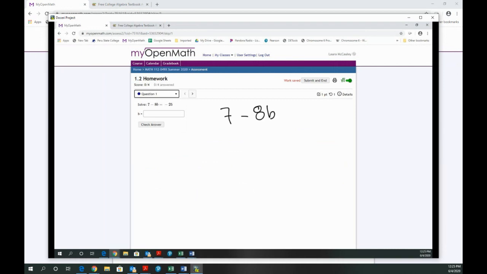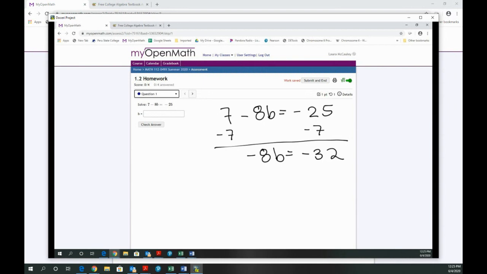7 minus 8b equals negative 25. So the idea is to get the variables on one side, everything else on the other. I am going to start by subtracting 7 from both sides. So 7 minus 7 is 0, and then I still have the negative 8b. Negative 25 minus 7 would be negative 32.